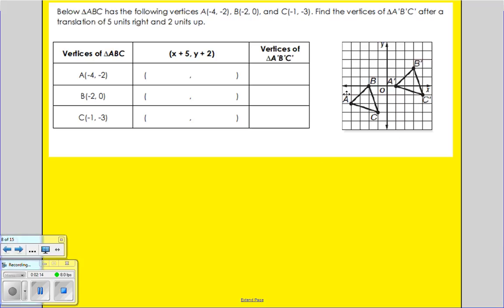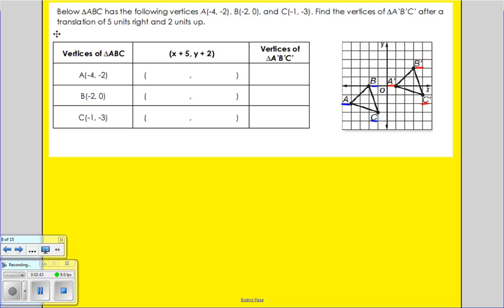All right, so here we have two triangles. You can see that this one is ABC, and this one that has the little tiny mark after it is called A prime. So here we have ABC, and the letters with the prime after them are always the new triangle. So A prime, B prime, C prime. In this particular picture, ABC is the original triangle, and A prime, B prime, C prime is the new triangle after it has been translated.